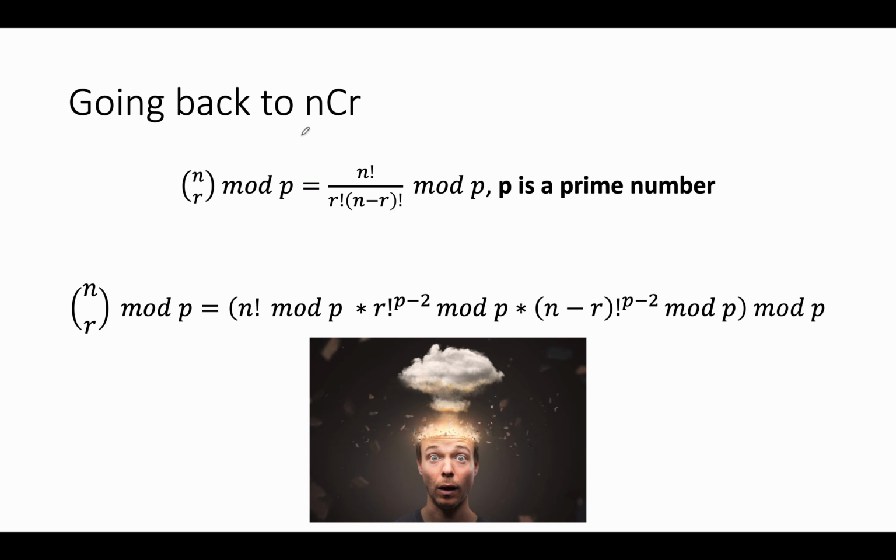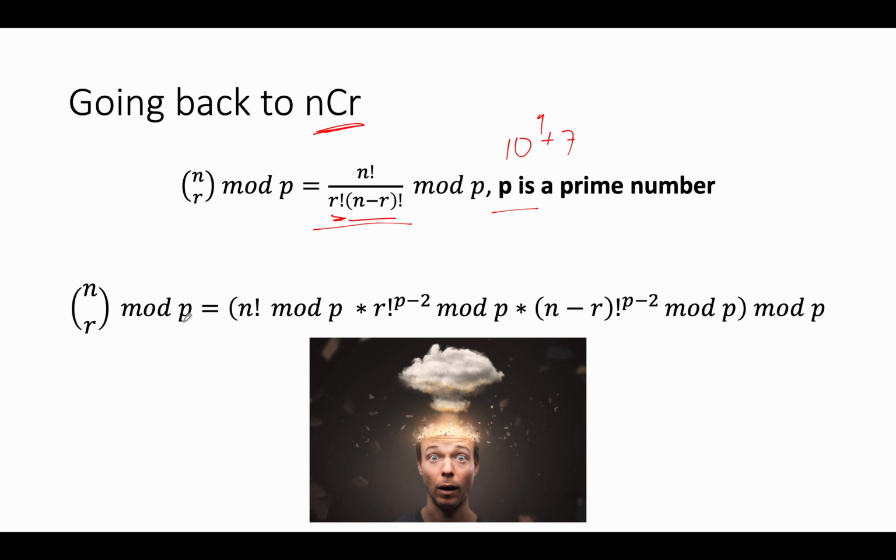Now, going back to nCr, this is the full formula of nCr, right? n factorial over r factorial times n minus r factorial, where p can be any prime number. Usually p is about 10 to the power of 9 plus 7. So it's quite common in programming contests and coding interviews, such as LeetCode.